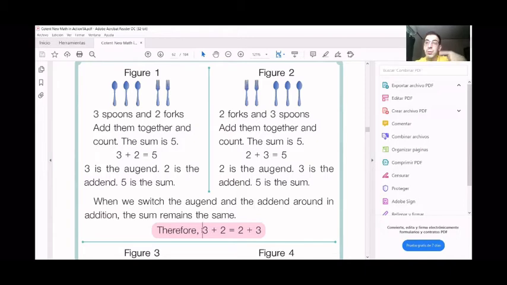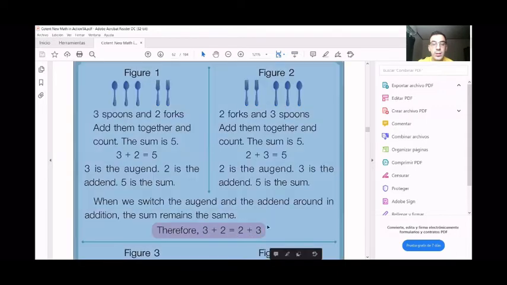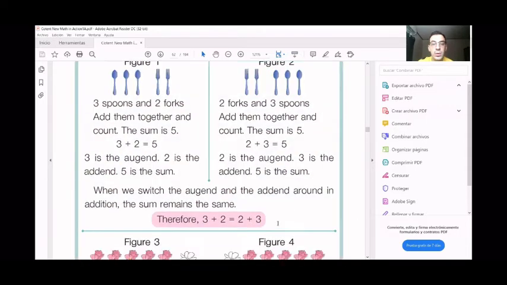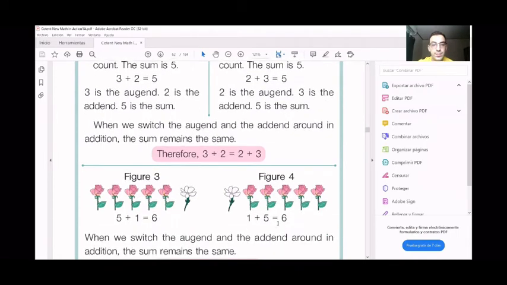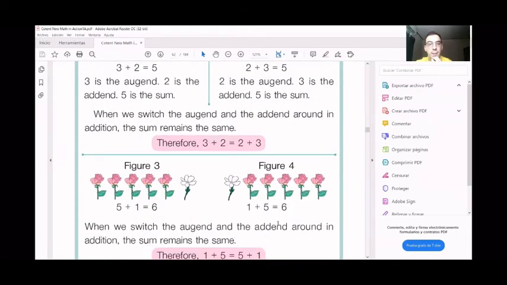Can you speak with me, please? Let's read this number sentence. 3 plus 2 equals 2 plus 3. Okay, thank you. Good job. Okay, there are 2 more examples.